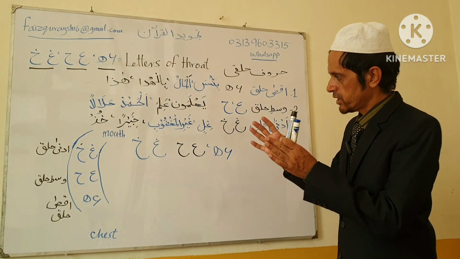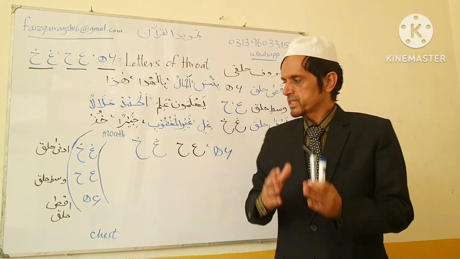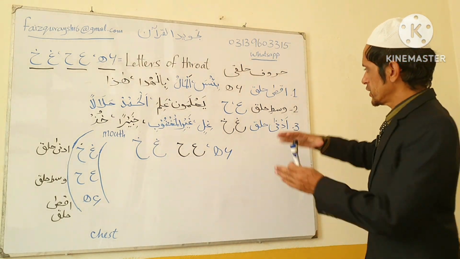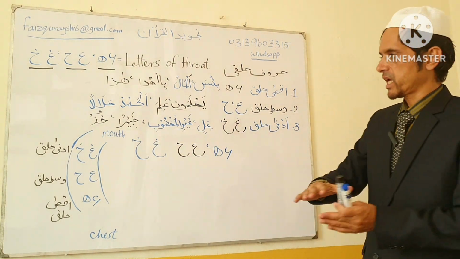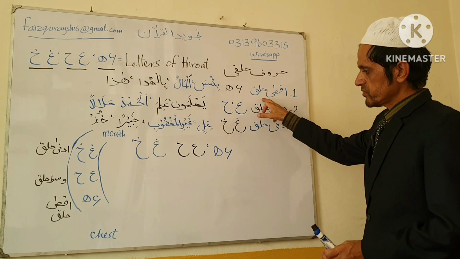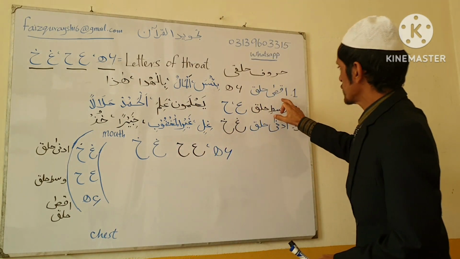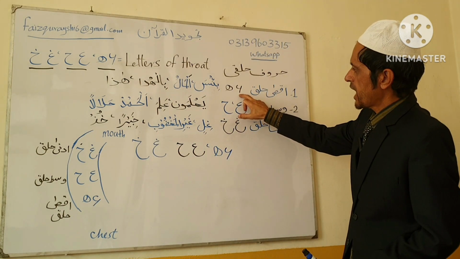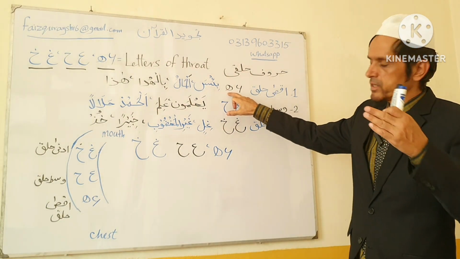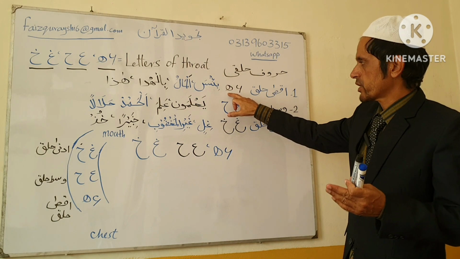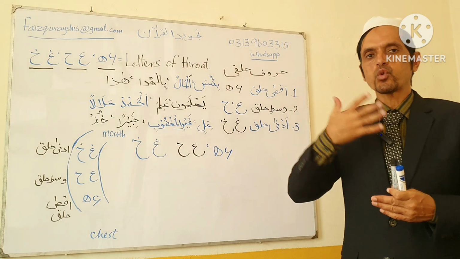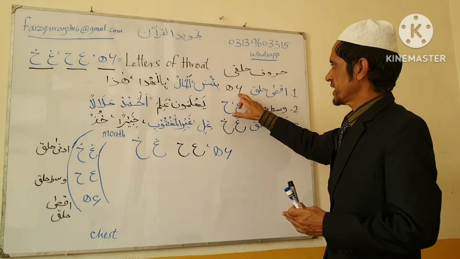So these 6 letters are the letters of the throat, and now these are divided into 3 parts, and they have their names. For example, Aqsai Halq, as I told you. Hamza, Ha are produced from inside your throat, from the chest, from that part which is toward your chest. So we articulate Hamza, Ha.